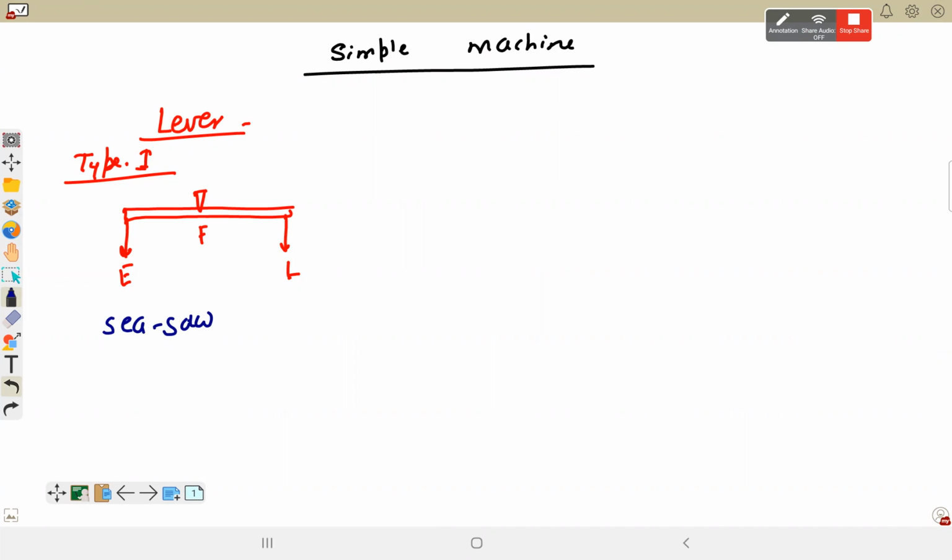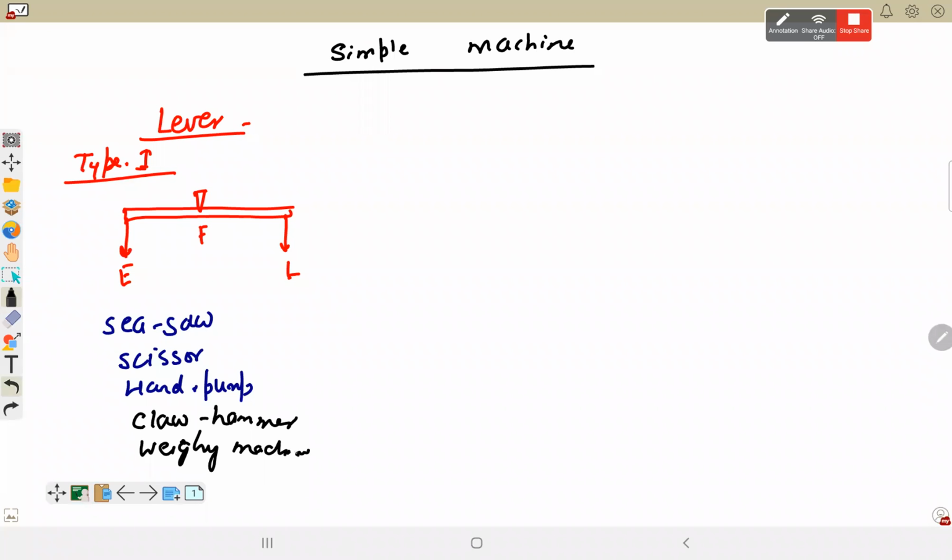So scissors, water pump, and pair of scissors and hand pump. Okay. One more. Claw hammer. Claw hammer. Okay. Simple plier. Any plier. Sir, a simple weighing machine. Weighing balance. In fact, machine is a little weighing balance, with which we buy vegetables. Right. Class 1 lever, type 1 lever. Any pliers?